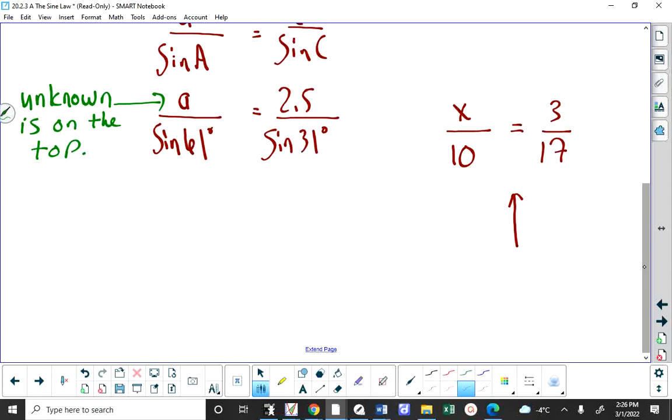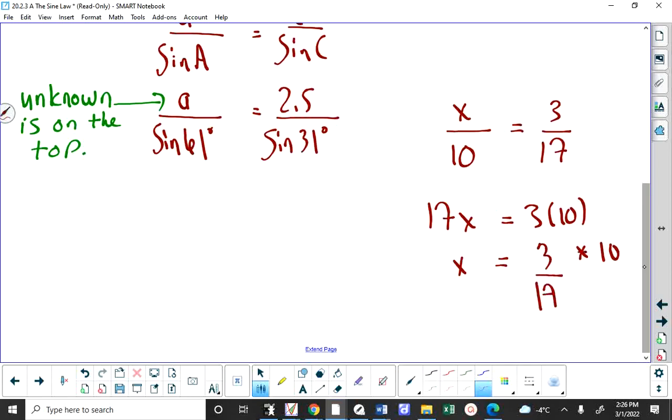And I know that what we can do is cross multiply. So let me go through this with this particular example on the right. I know that if you cross multiply, you get 17 times x equals 3 times 10. And then you would say I need to divide both sides by 17. So you would have 3 times 10 over 17. But I want you to notice that cross multiplication won't always work in math, first of all, okay? It's not always going to be this simple.